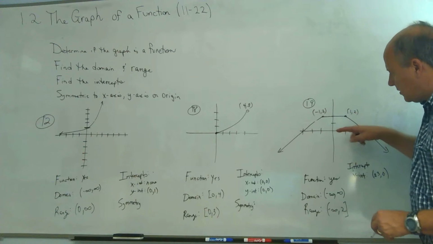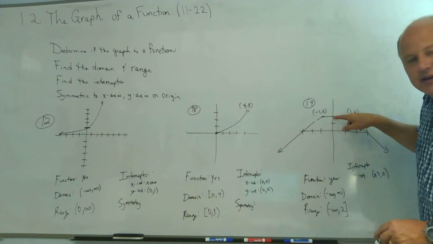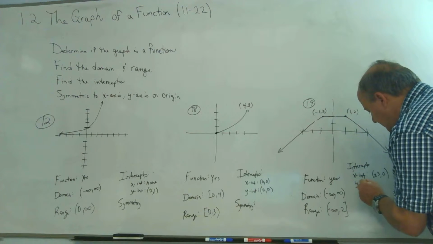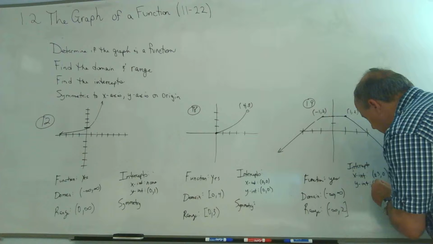And the y-intercept is where it crosses the y-axis, and obviously it's right there, and the y-intercept is at 0, comma, 2.